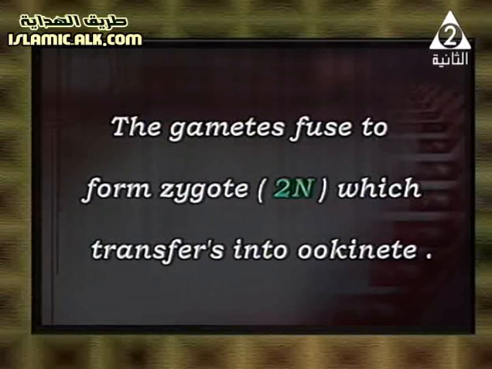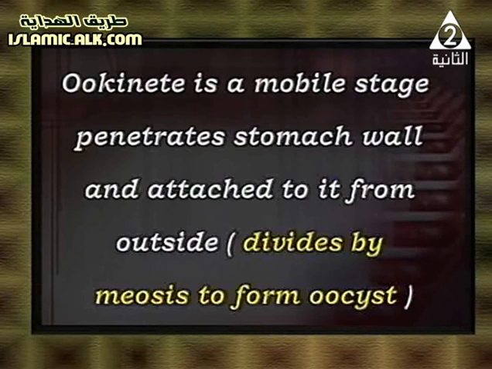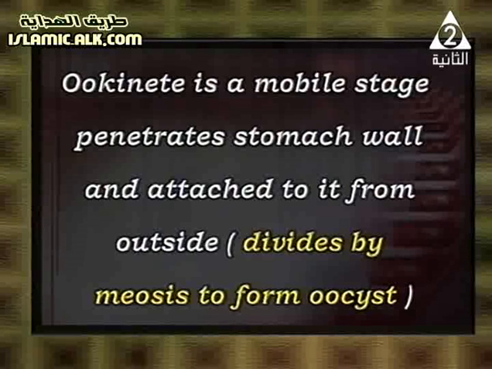ookinetes. It is the name for the zygote formed by the fusion of gametes. We call it an ookinete. And after that, finally, the ookinete is a movable stage. It can move, penetrate the stomach wall, and attach to the stomach wall from outside, and divides to form oocysts.